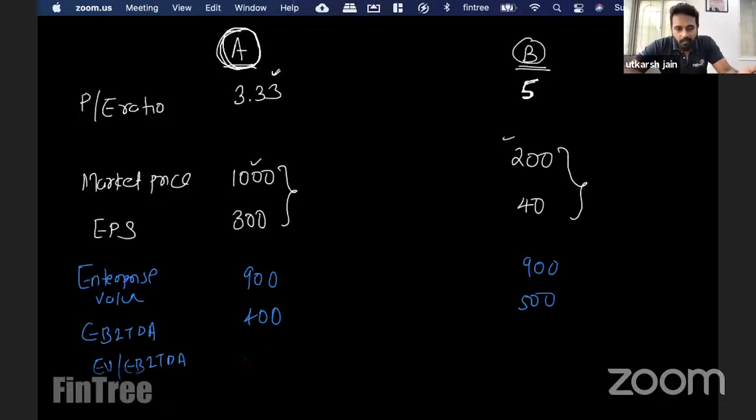So 900 by 400, this should be what, 2.25. Please correct me if I go wrong. And how much should this be? This looks like it would be 1.8. Is that correct? Yeah, it looks like. Please correct me if I've made a mistake.